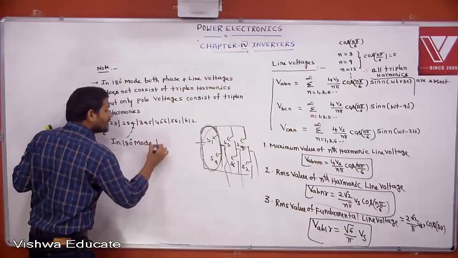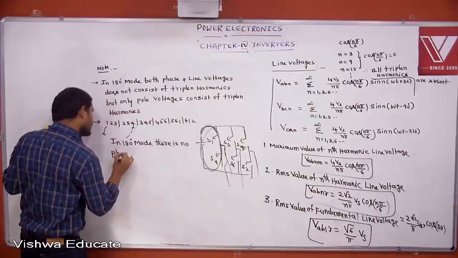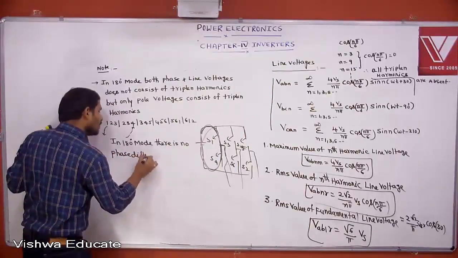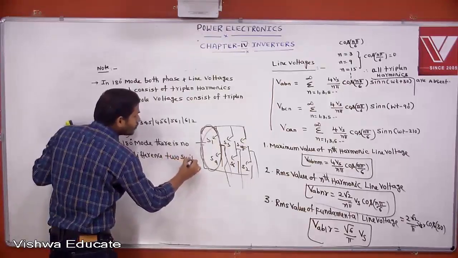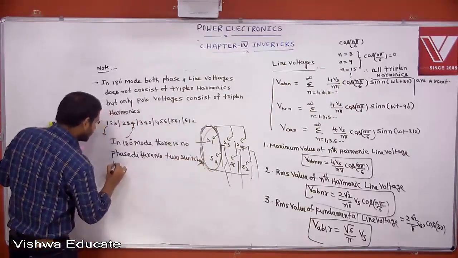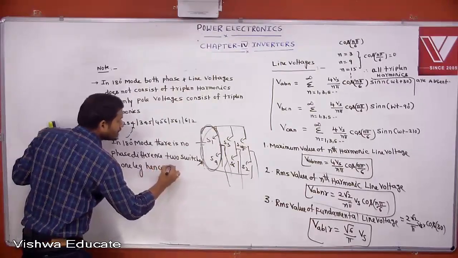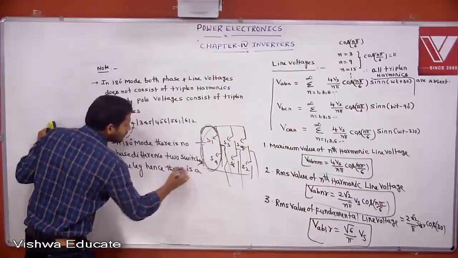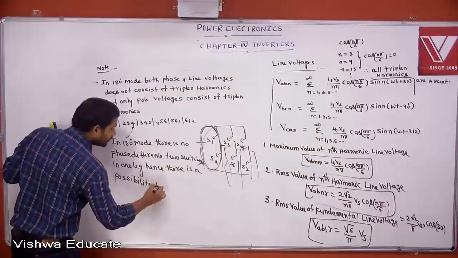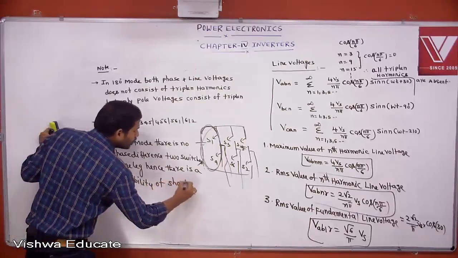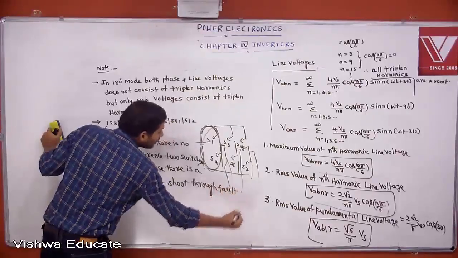Therefore, in 180-degree mode, there is no phase difference, with 2 switches in one leg. Hence, there is a possibility of shoot-through fault. Shoot-through fault in the sense, short circuit fault through the source.